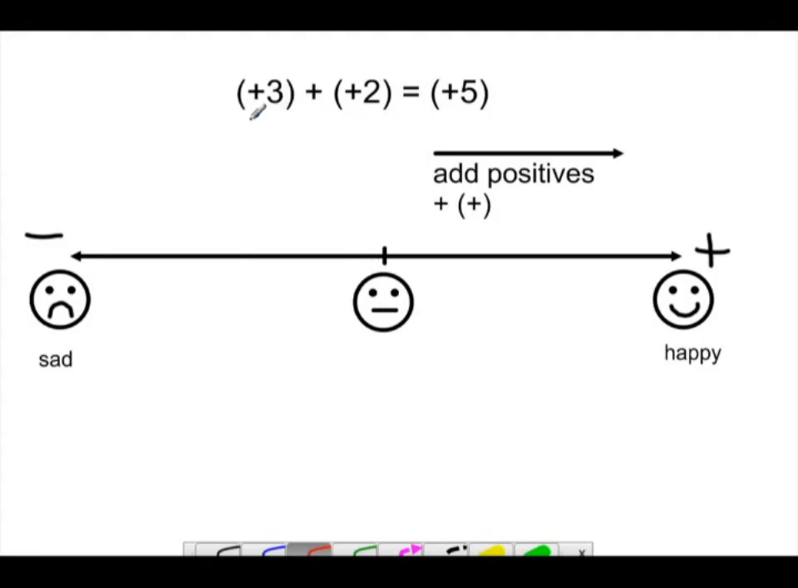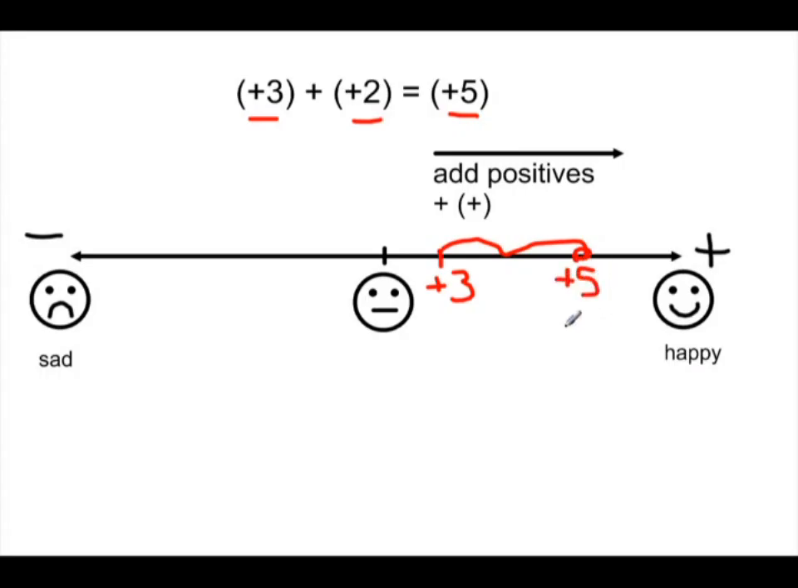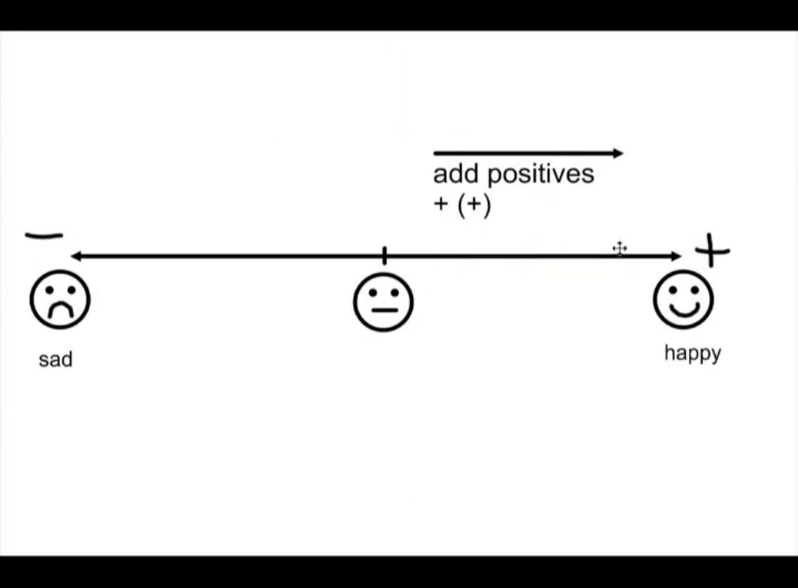imagine this example, positive 3 plus positive 2 equals positive 5. If I was going to show that on the number line, let's say my positive 3 was right around here somewhere. Positive 3 plus positive 2, I'm going to move 2 jumps in the positive direction. I'm going to feel happier. So positive 3 plus 2 equals positive 5. If I'm adding a positive to this number, I'm going to move in the positive direction. Okay, so clear that up.